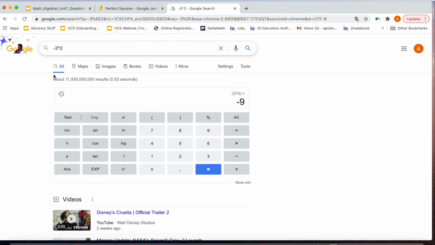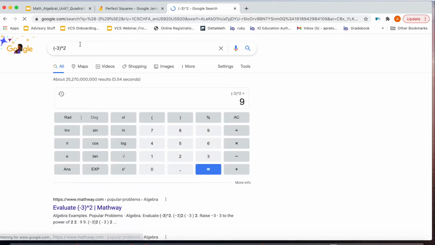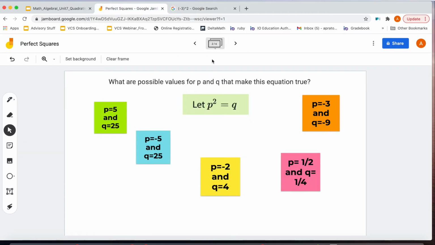So what you have to do when you enter this into the calculator is put parentheses around that negative. That's going to give you the actual answer of +9. So be really careful with this because this is a common error students make. Just letting students know that. Okay, so we had a conversation about this one.